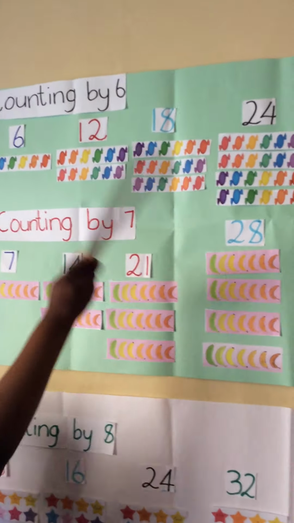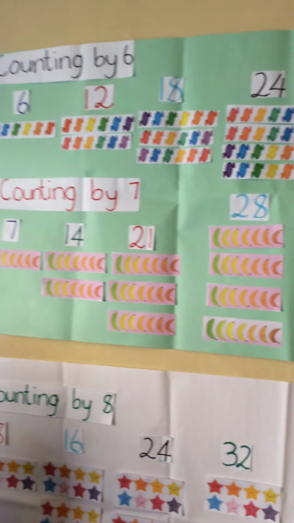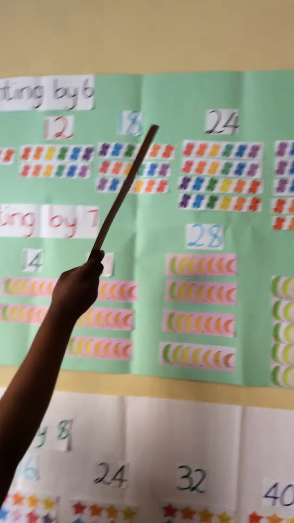Let's go back to our seats. 6, 12, 18, 24, 30. We are singing together, guys. 6, 12, 18, 24, 30.